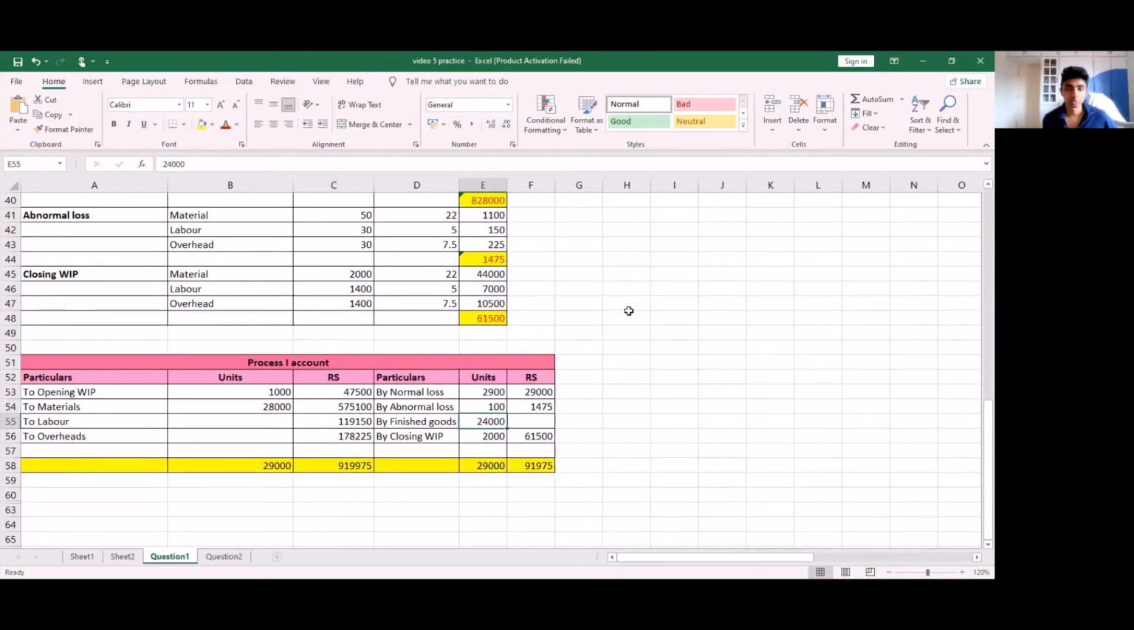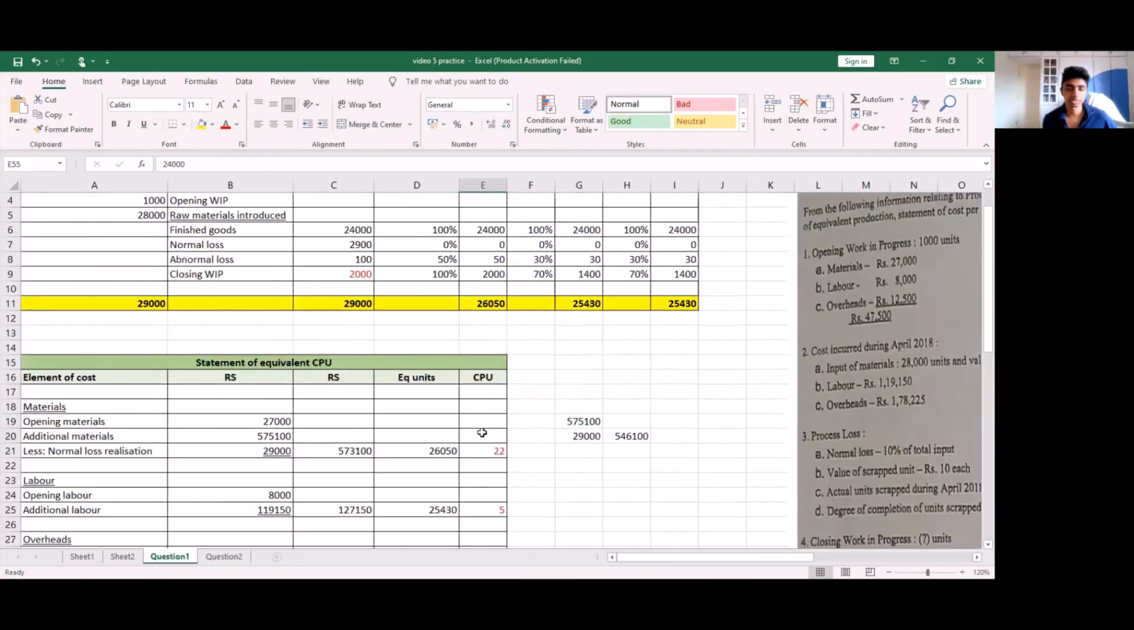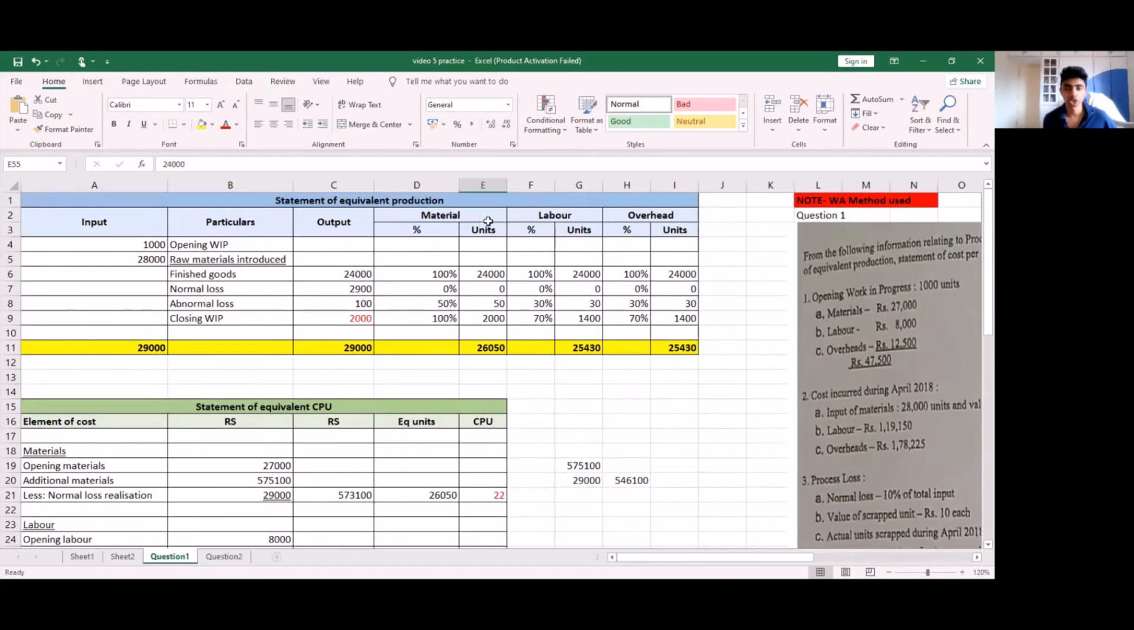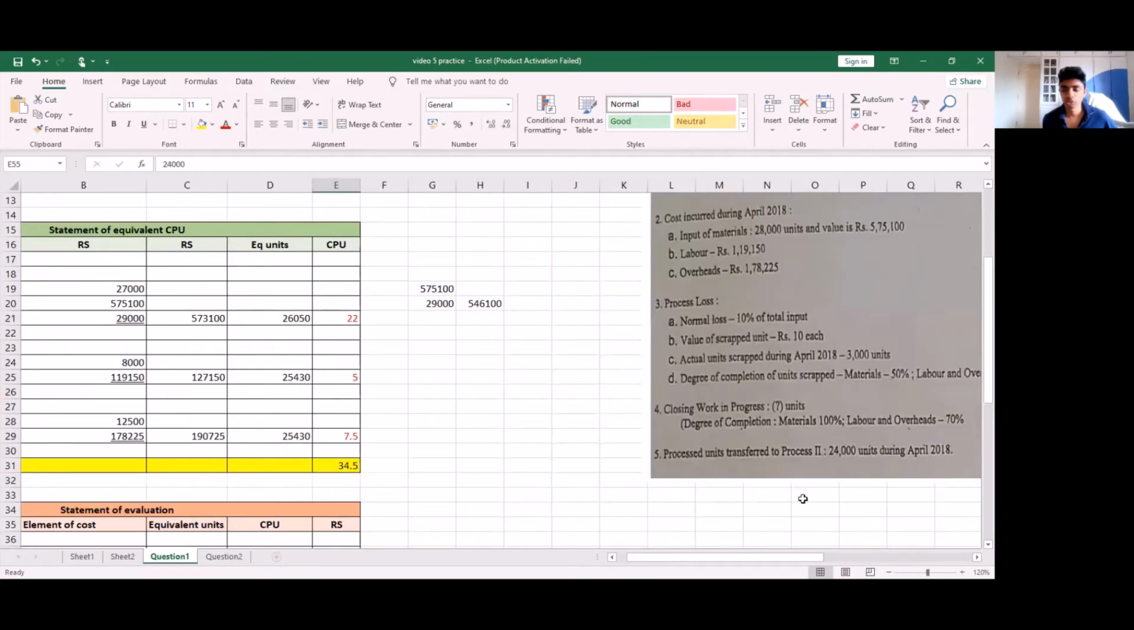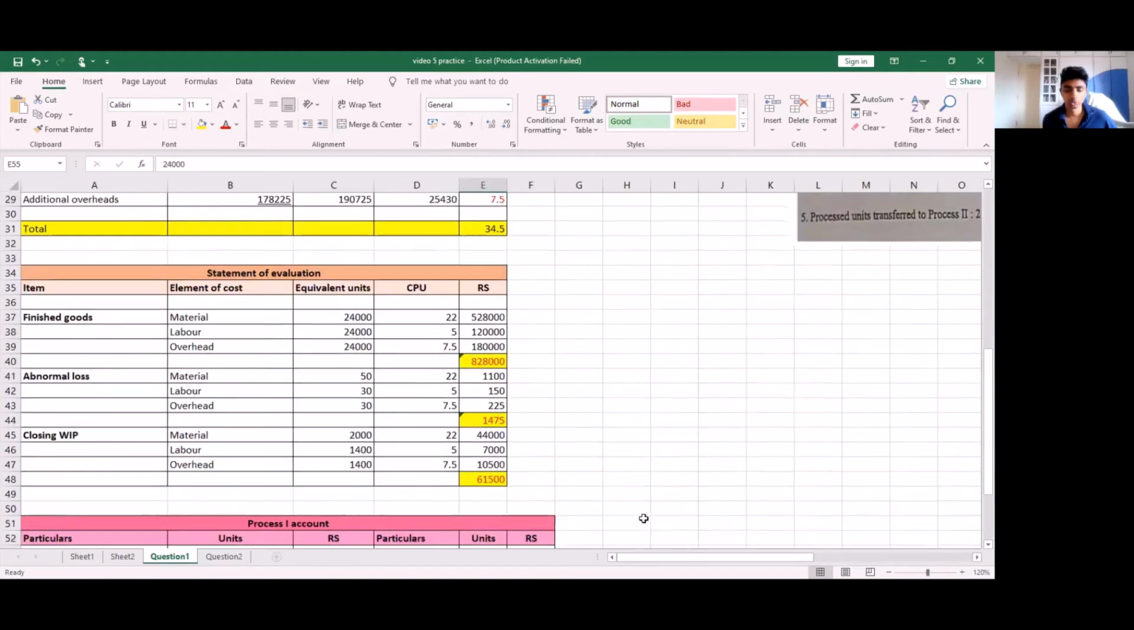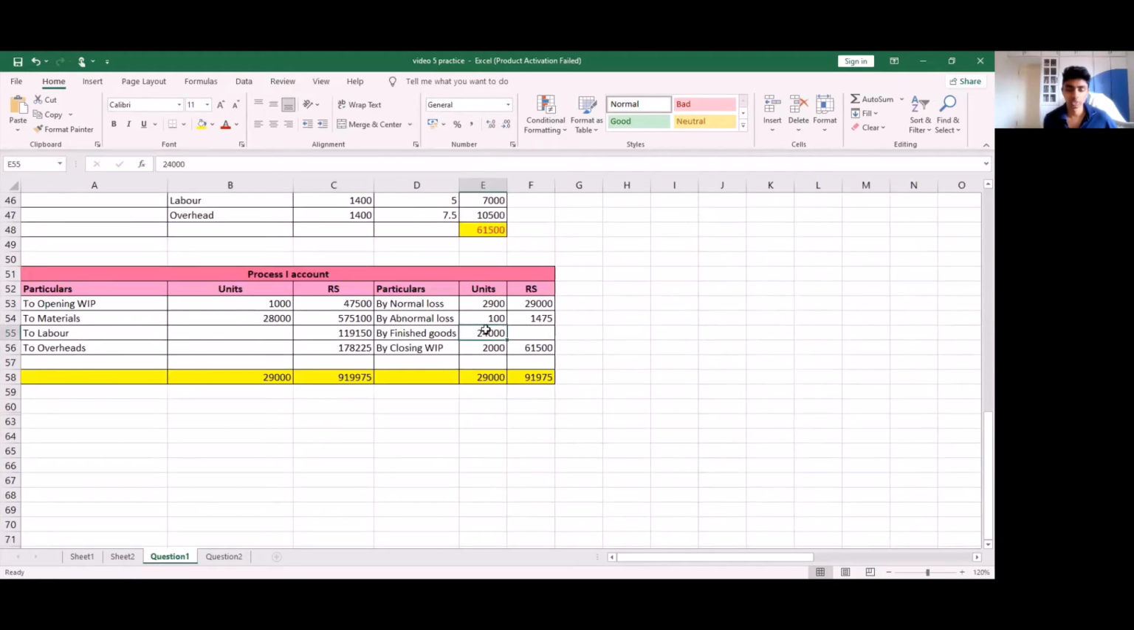So in our FIFO method, we realized our finished goods is not the same as what we wrote in our statement of equivalent production, but it is the value which is the units transferred to the next process. But here we know that the units we got is the same as our statement of equivalent production and as the question. Now for the amount, we will find the balancing figure, which is 9,19,975 minus 91,975. We get 8,28,000.